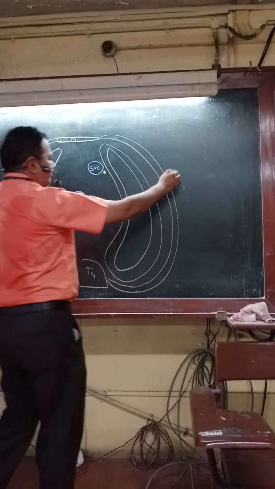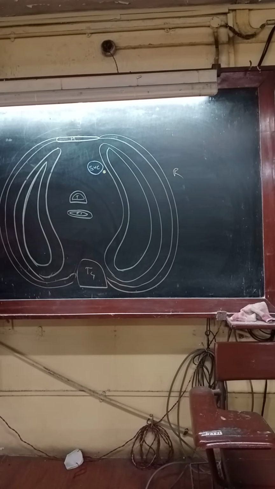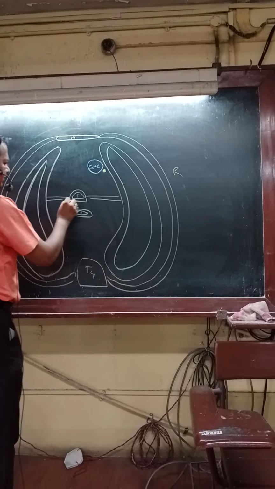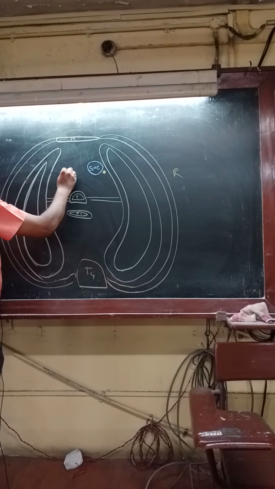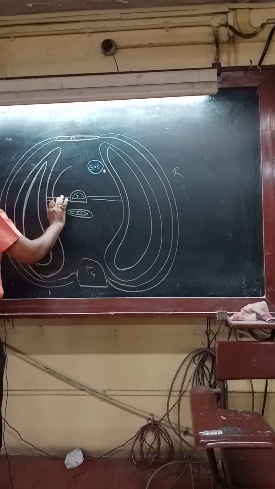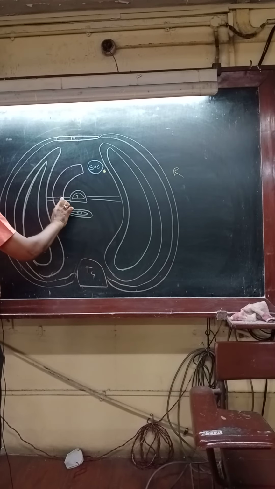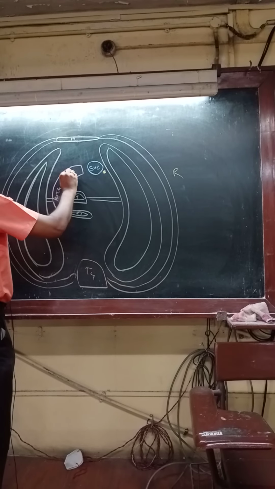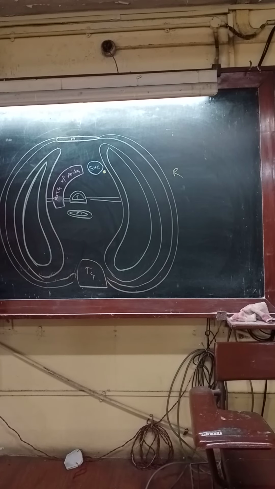So let us define our side. This side is the right side, this is the left side. And going from right to left, here will be one bronchus, here will be another bronchus. And above the bronchus is the arch of aorta. Arch of aorta.